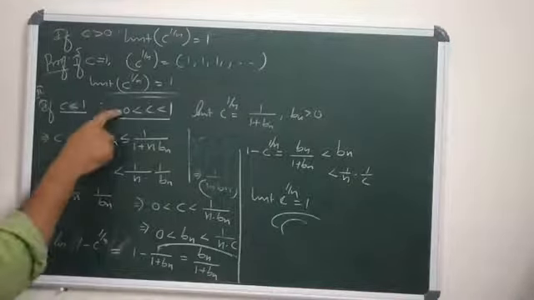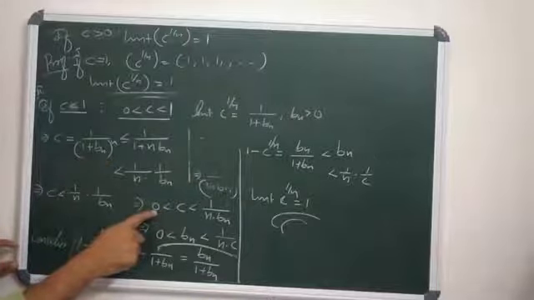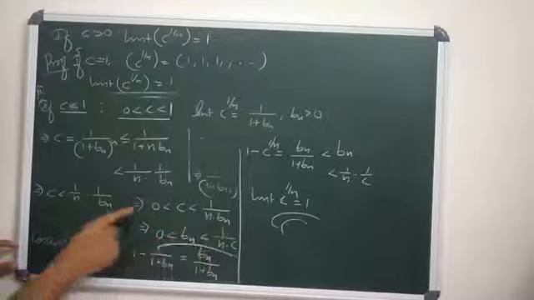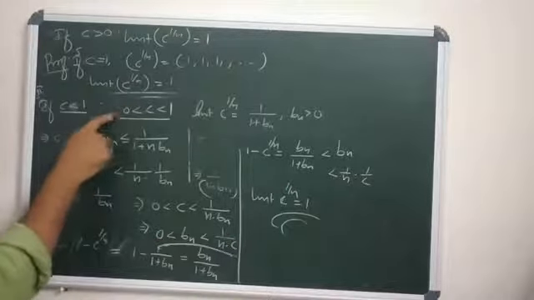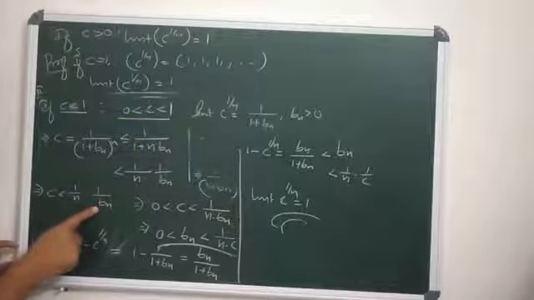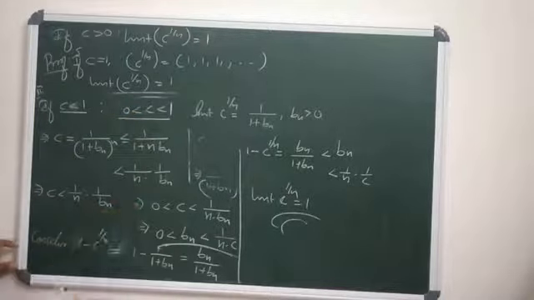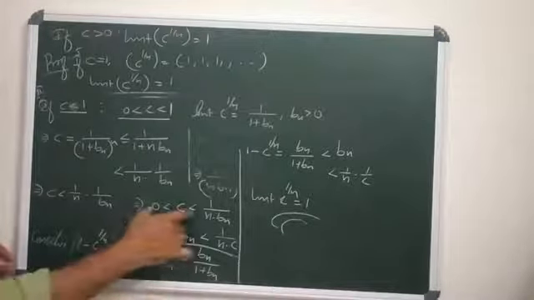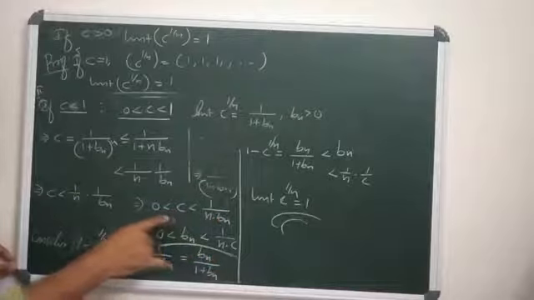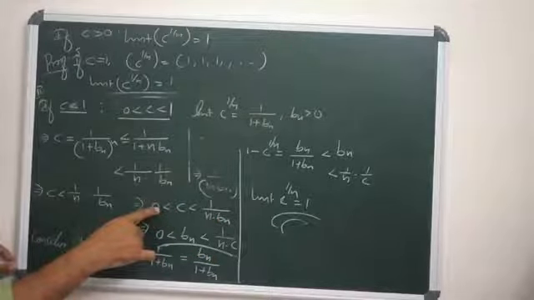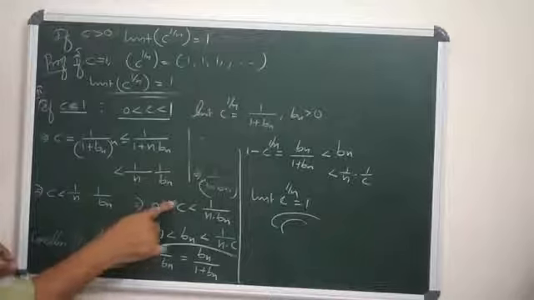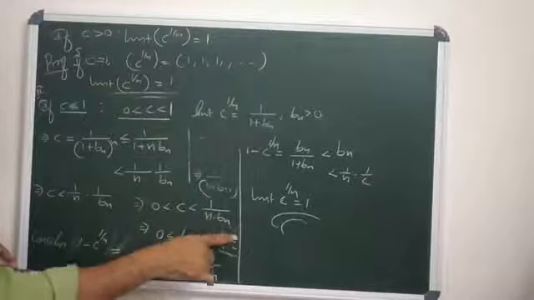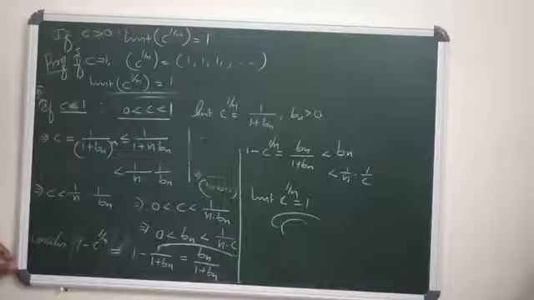But c is a positive term, c greater than 0. Combining these two inequalities, we have 0 less than c less than 1 by n into bn. Now multiply this inequality throughout by bn by c, only for the sake of the situation. So it is 0 less than bn, since c into bn by c cancel, less than 1 by n into c, with bn cancelling.